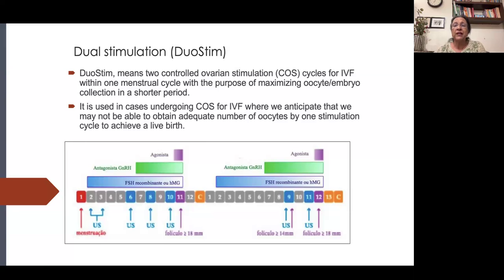Now, suppose you stimulate a patient once and you get 2 or 3 oocytes, you make one day 3 embryo, you don't reach a day 5, or you make one day 5, you transfer it, and it is negative. The patient will take months to get back to you for another stimulation. I mean, she just undergoes so much depression, and hence this protocol was thought of.